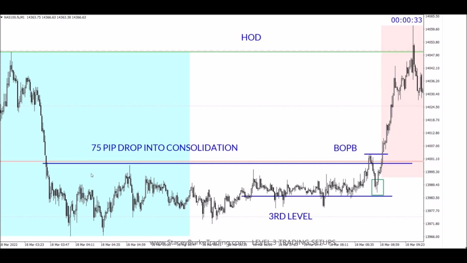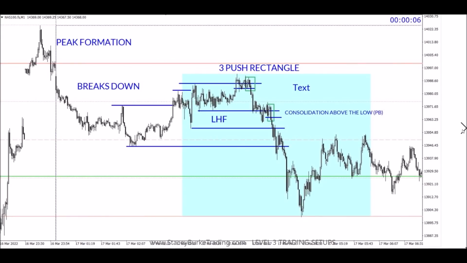This is a textbook classical charting pattern. Get Peter Brandt's books, Schabacher, classical chart patterns. Study these patterns.